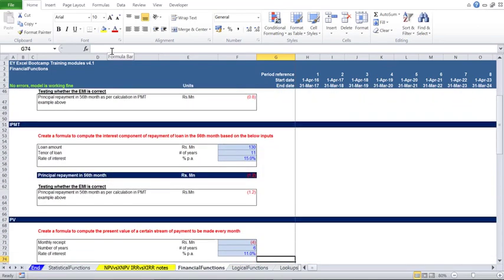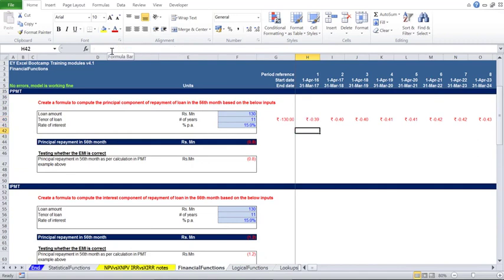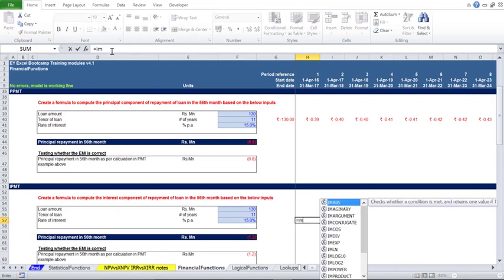Let's move on to the IPMT function. Much like the PPMT function, IPMT function stands for interest payments. So it will compute the interest payments on a particular loan based on the inputs provided. Let's replicate the formula as we did before. For the formula here, we say is equal to IPMT.